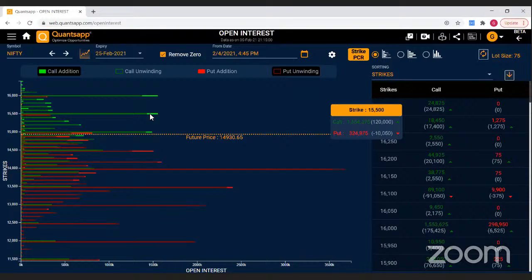Now suppose you already have an option, and you sell that option to someone else, then open interest won't increase or decrease.